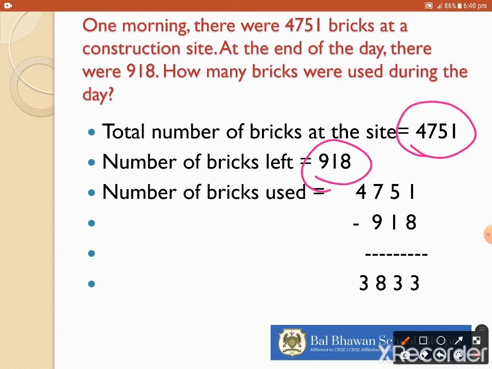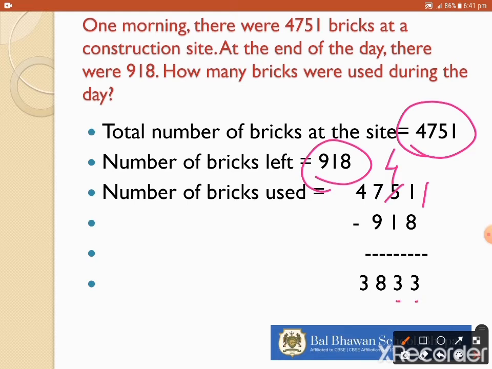So again we have 1 minus 8. 1 is smaller than 8, so it is not possible. That is why we are going to borrow from 5. 5 becomes 4 and this will become 11. 11 minus 8 is 3. 4 minus 1 is also 3.